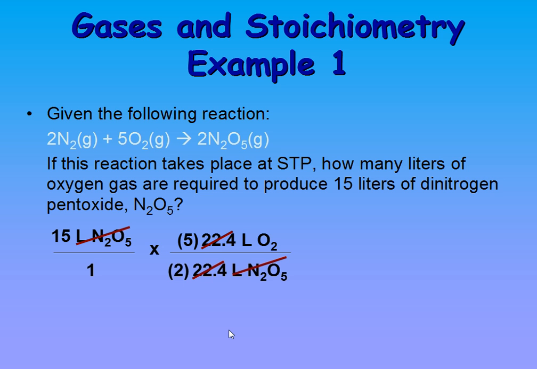If you don't see that, it will still work. You just need to make sure you help your calculator out by multiplying both numbers in the denominator inside of one set of parentheses. 15 times 5 gets divided by 2. You have 2 sig figs because of the 15. So we need 38 liters of oxygen, and if I remember correctly, that rounded from 37.5.